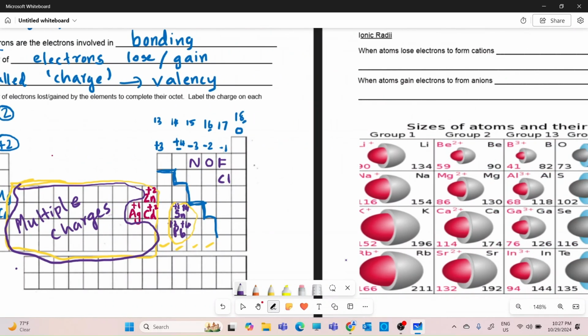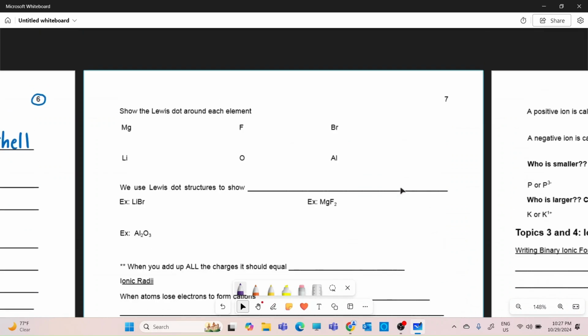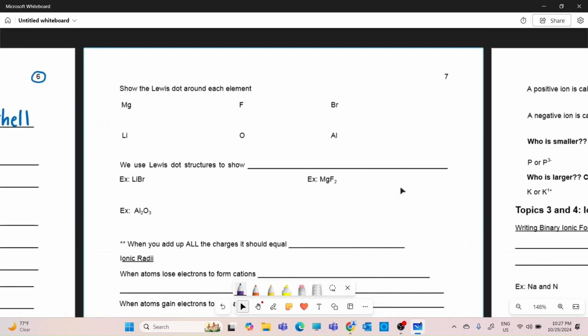Now we'll go to the next page, which is page number 7. Now we are going to see how the atoms react by losing or gaining electrons. For that, we are using the Lewis dot structure method. Remember, we represent the valence electrons using dots. We learned that a couple of units back.